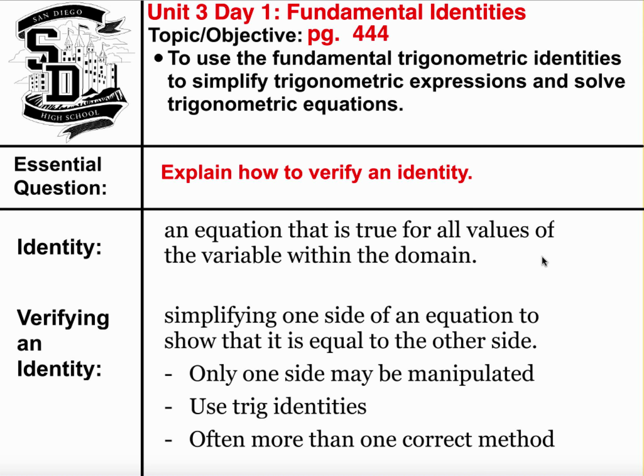Often there's more than one way to simplify an identity. So if you are working on one method and your neighbor's working on another, it doesn't necessarily mean that you're wrong. Both pathways could get you to the same final verification. We're going to start today by just simplifying identities so you can see how this all works.